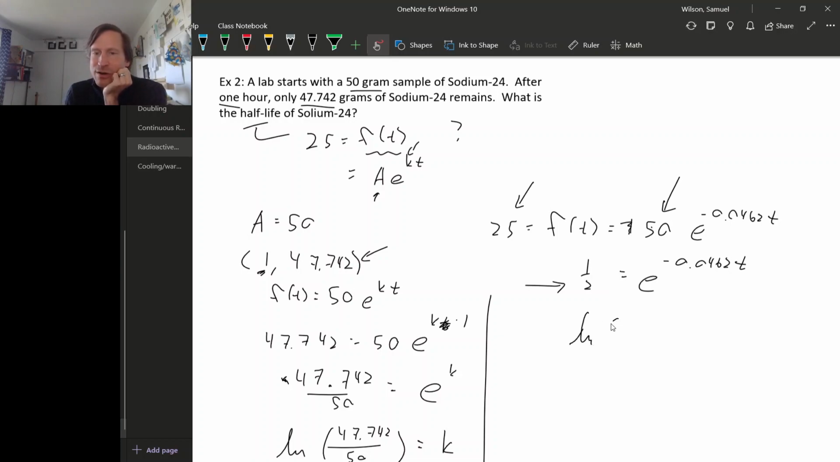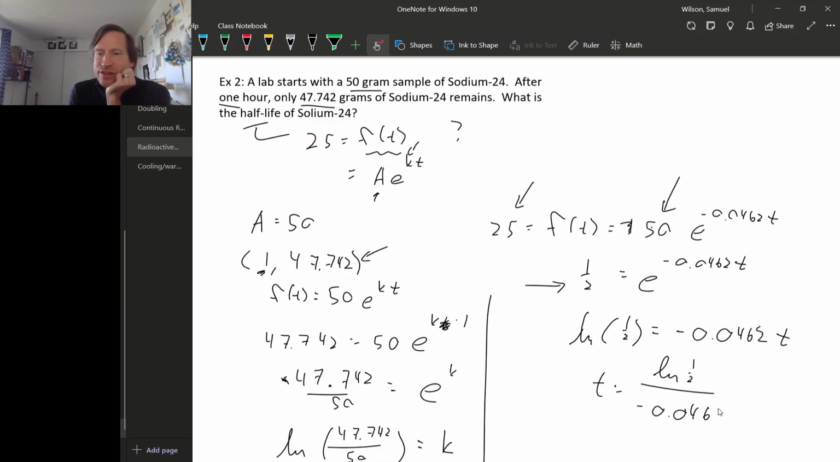So it doesn't really matter how much you start with when you're finding the half-life. Now take natural log on both sides. Natural log of 1/2 is minus 0.0462 t, and then we can divide by negative 0.0462, and we'll get our half-life. Natural log of 1/2 divided by negative 0.0462, we get just about 15 days, a little bit more. So the half-life of this material is 15 days. No matter how much you start with, if you wait for 15 days, half of it will be gone.